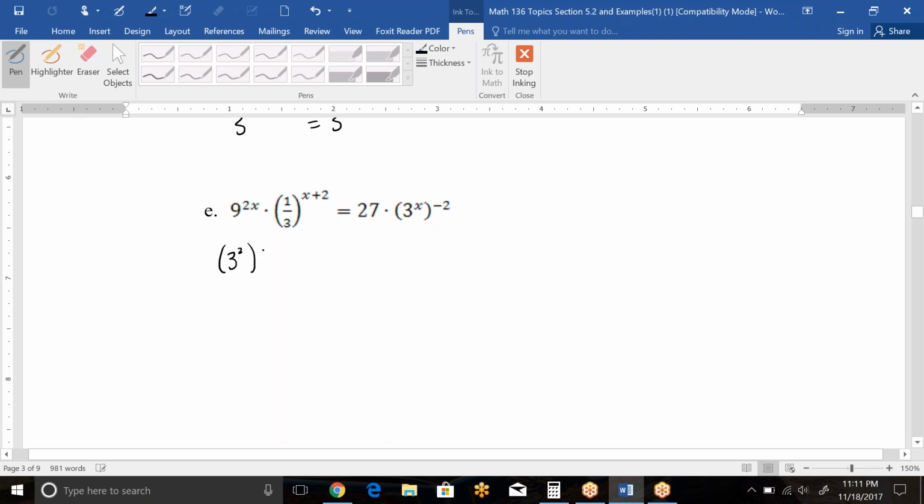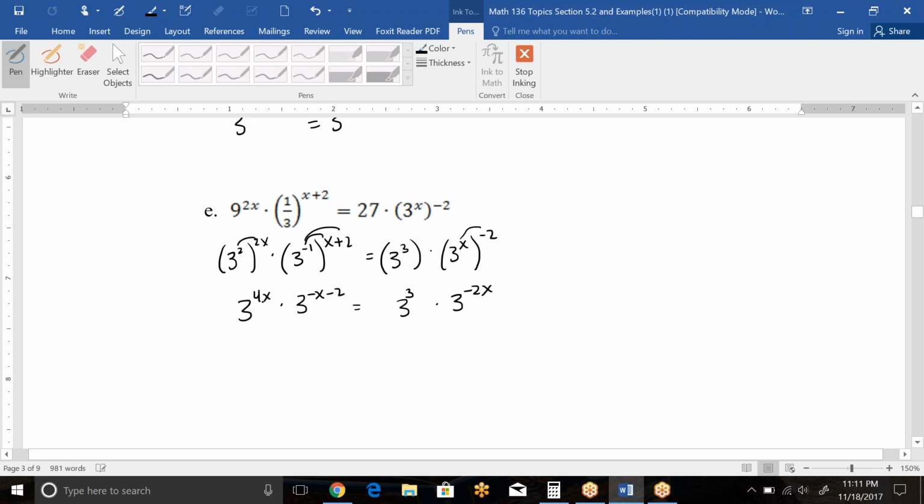So this is 3 squared to the 2x times 3 to the negative 1 to the x plus 2 equals 3 to the third times 3 to the x to the negative 2. Be careful here. A lot of people want to write this as x minus 2, but this is power, so it's going to be multiply. So this would be 3 to the negative 2x, 3 to the third, distribute here, 3 to the negative x minus 2, multiply, 3 to the 4x.